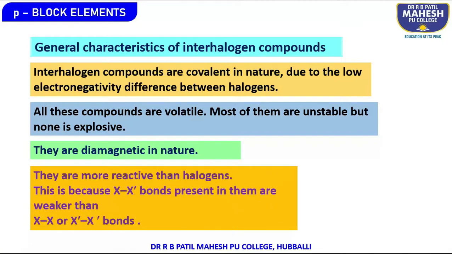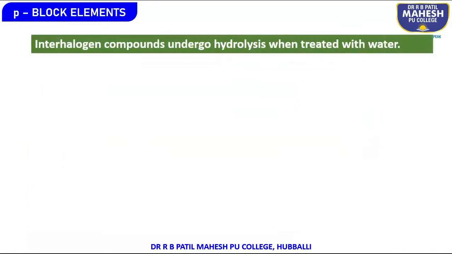It is because in the case of interhalogen compounds, the bonds present between two different halogens, that is XX dash bonds, are weaker than XX bonds or X dash X dash bonds. Interhalogen compounds undergo hydrolysis when treated with water. For example, ICl when hydrolyzed, that means reacted with water, forms chloride ion, hypoiodous acid and hydronium ion.